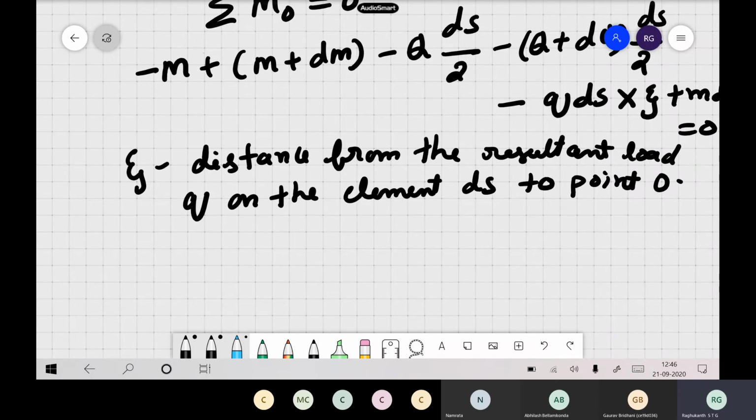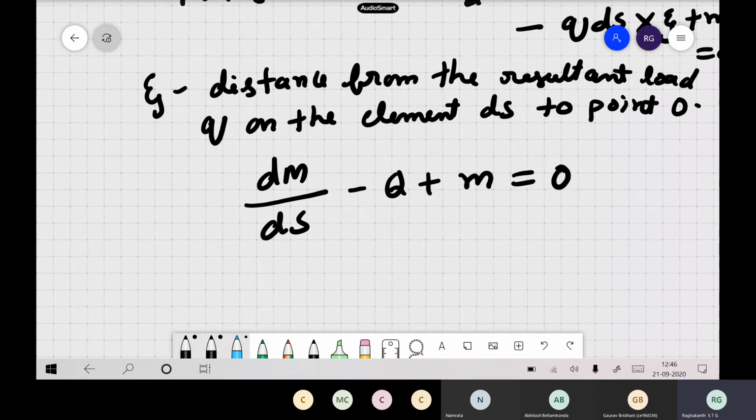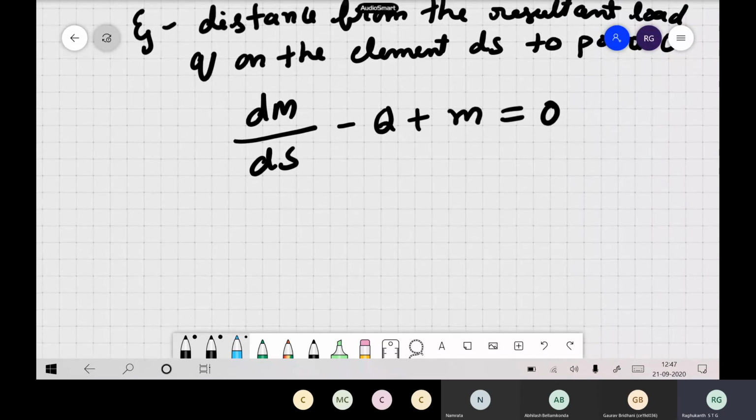Now finally, you neglect higher order terms and the infinitely small quantities. After doing all the simplification, you will get dm by ds minus q plus this small m is equal to 0 itself. So these are the three equations we will get: one in the x direction, one in the y direction, and the moment equilibrium for a general curvilinear element itself.